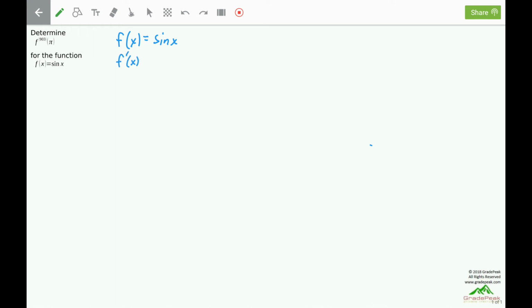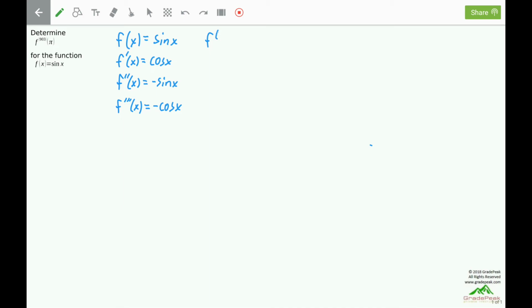The first derivative of sin x is cos x. The second derivative, the derivative of cos x, is negative sin x. The third derivative, the derivative of negative sin x, is negative cos x.